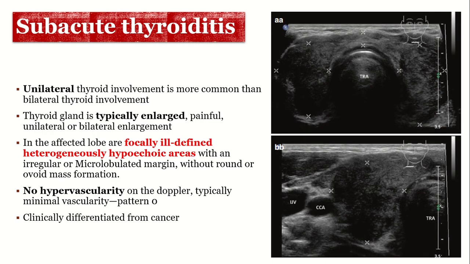Subacute thyroiditis is also another important entity. It may be unilateral, in most cases, and in some cases bilateral. The thyroid gland is typically enlarged and painful. The most characteristic sign is focally ill-defined, heterogeneously hypoechoic areas with a regular or microlobulated margin, as shown here. These are irregular borders, a hypoechoic area, and also no hypervascularity within the affected area.